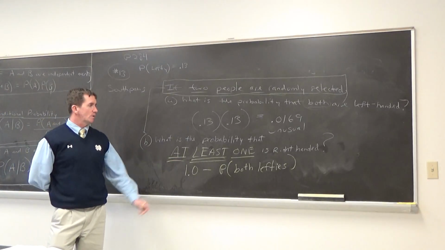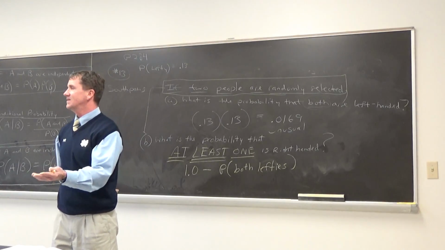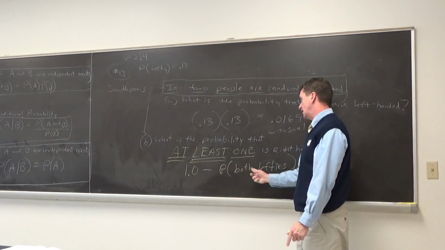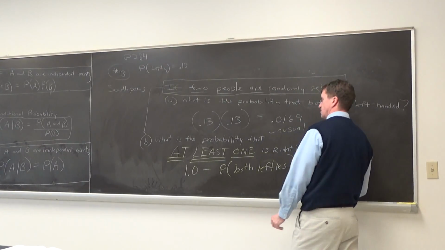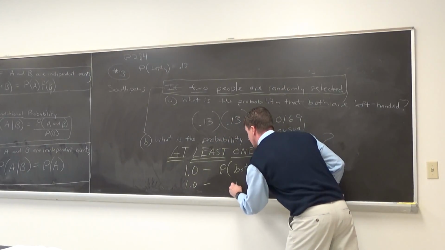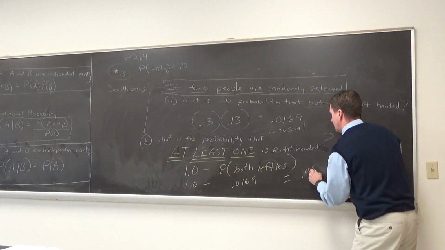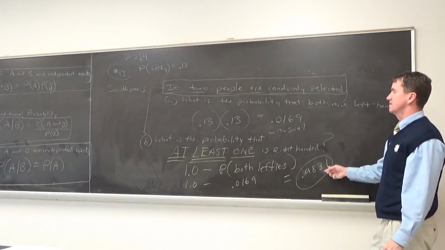The odds at least one of them's right-handed, well, that means they're not both lefties, right? Do you agree? That means they're not both lefties, so 100% minus that. And this should be a very high answer, because we get 1.0 minus 0.0169, which gives us 0.9831. There's a really, really good chance of this happening.